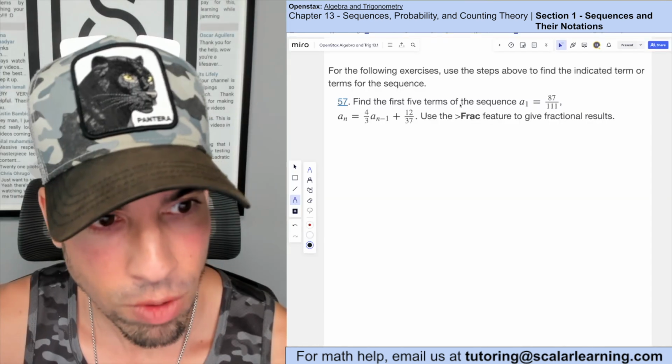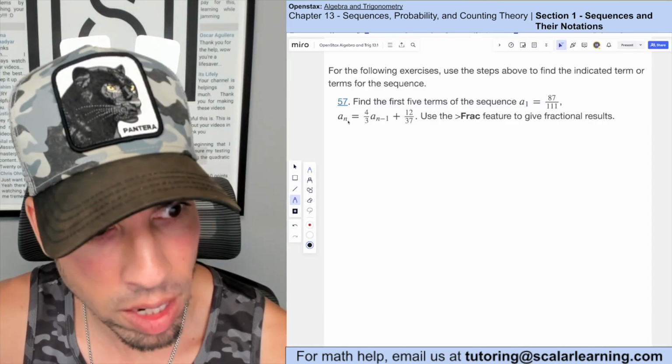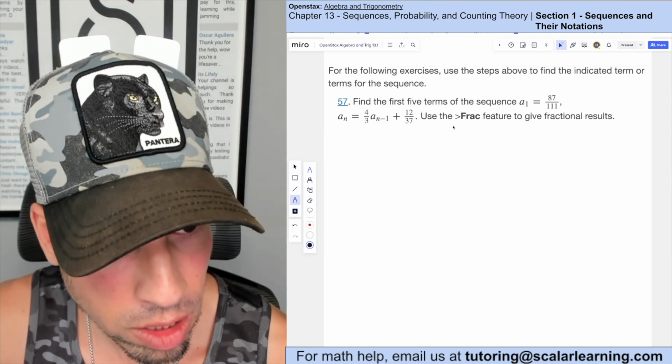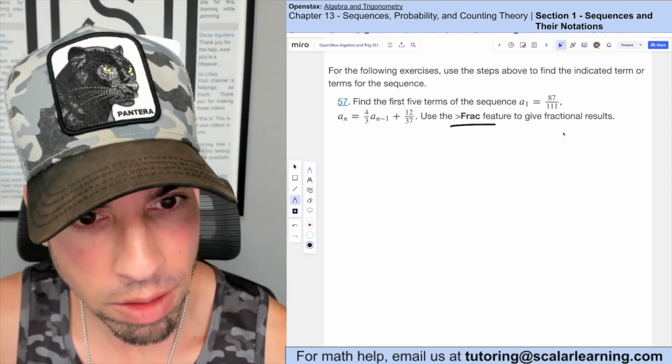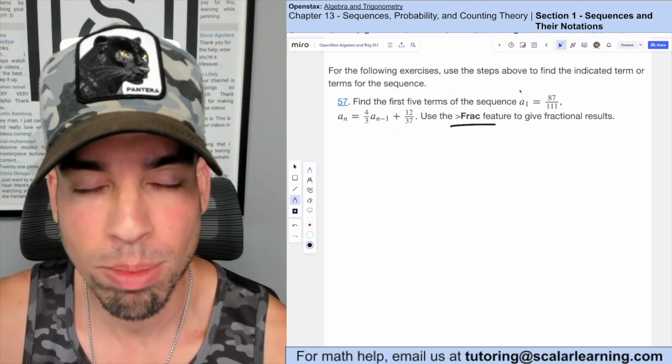Done. Find the first 5 terms of the sequence a sub 1 equals 87 over 111. Okay, and then we have this nice recursive formula. Now, we can use our calculators, what they're saying, use the fraction feature to give fractional results. Let's go ahead and use Desmos, in fact, to output all of our answers.